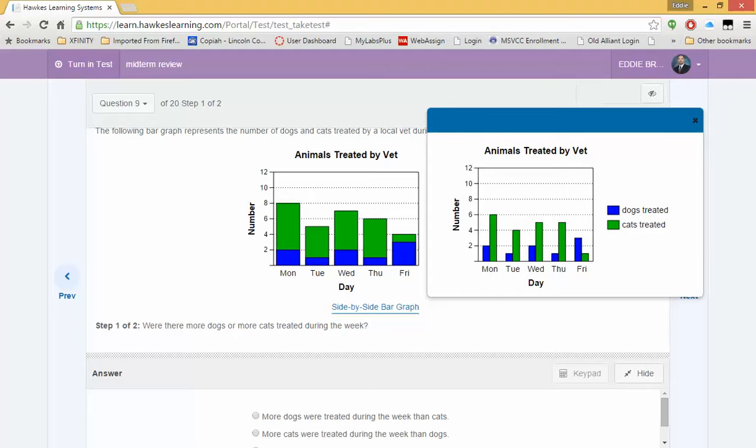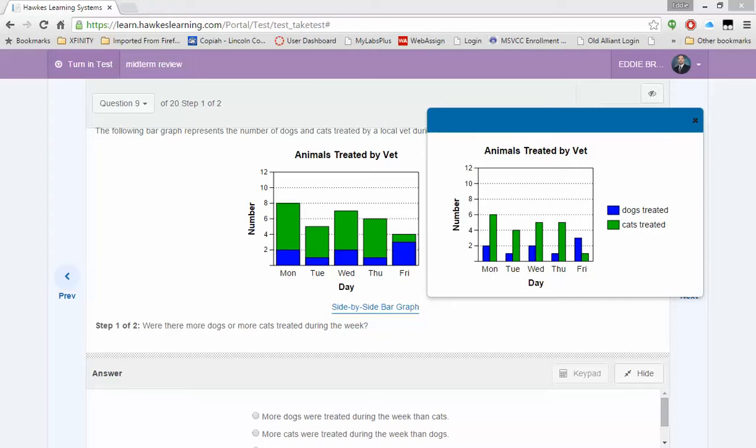So were more dogs or cats treated during the week? If I wanted to just do a guesstimate, it looks like 4 out of the 5 days there were more cats treated, and by a lot. So my guesstimation would be that there were more cats treated. But let's not do that. Let's be exact. So let's add up the number of dogs and let's add up the number of cats.